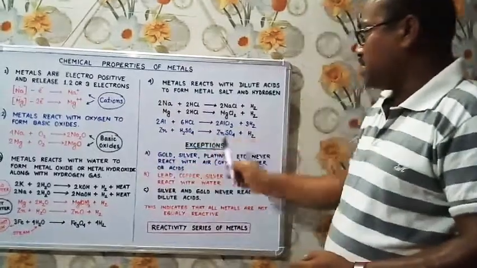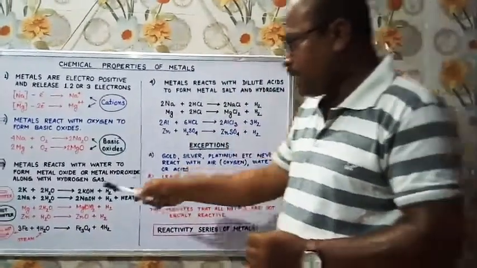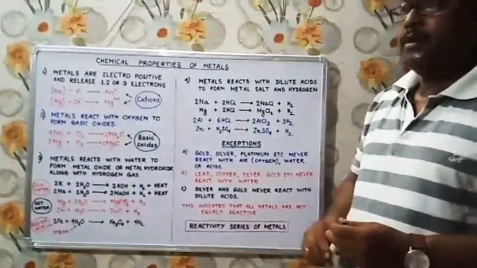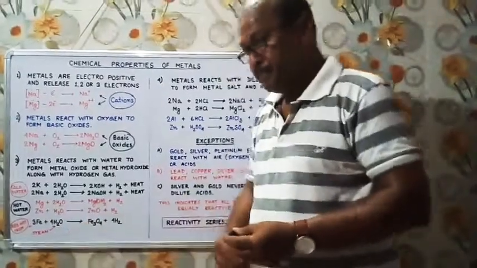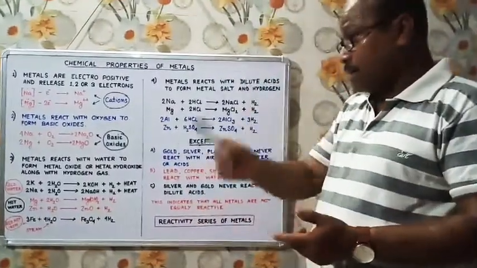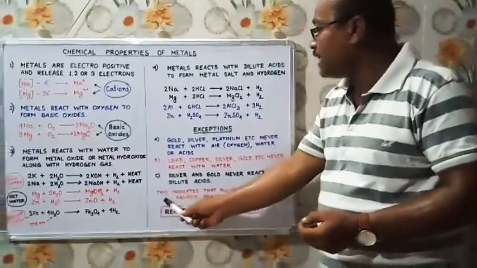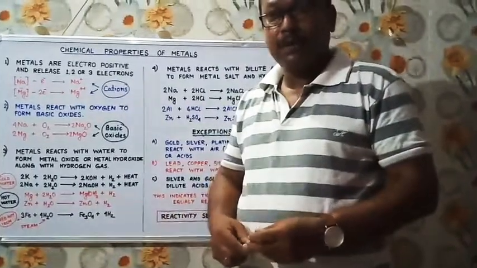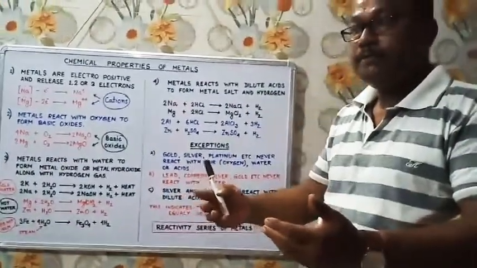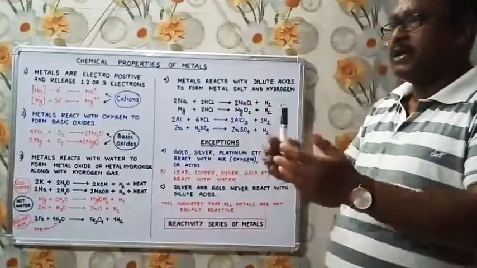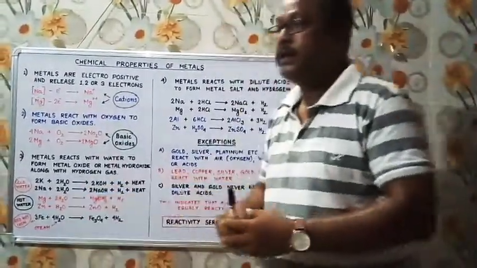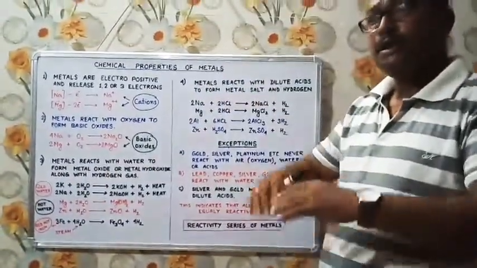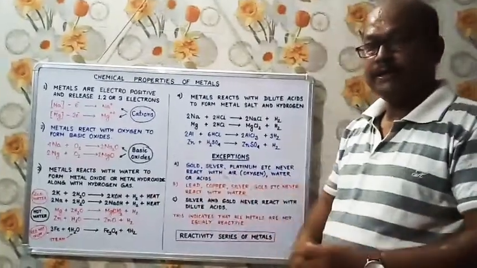You will see in all these chemical properties, some metals are reacting with cold water, some metals are reacting with hot water, but some metals are reacting with steam. Why? The answer to that why indicates that all metals are not equally reactive. Some metals are more reactive, they can react with cold water. Some are a bit less reactive, they need hot water. Some are very less reactive, they need steam. And some are totally inactive, they never react.